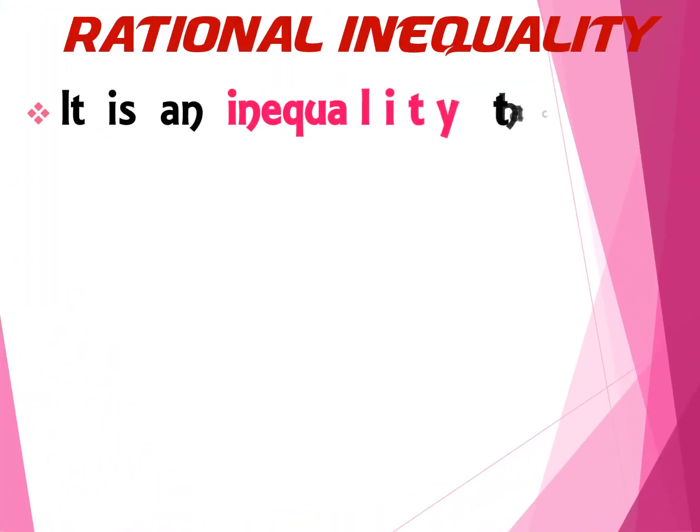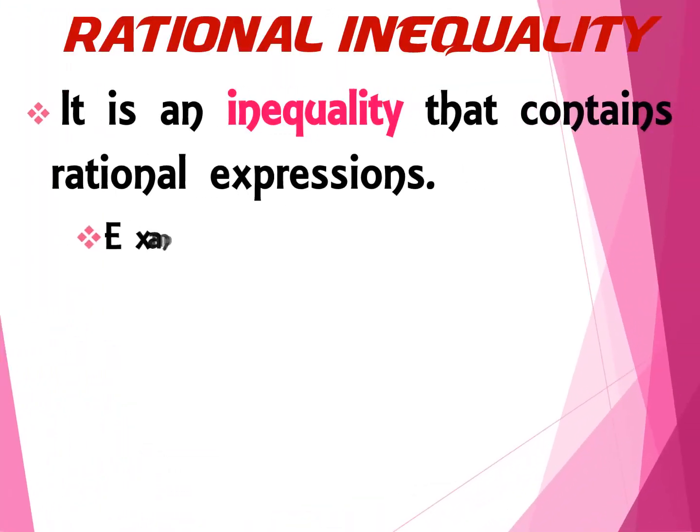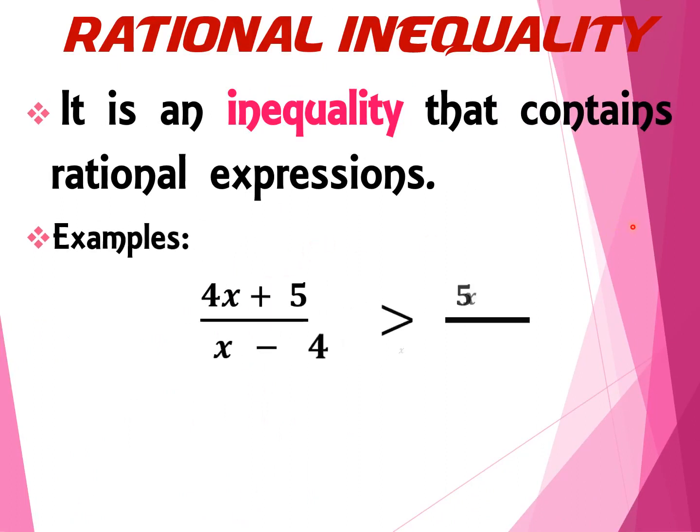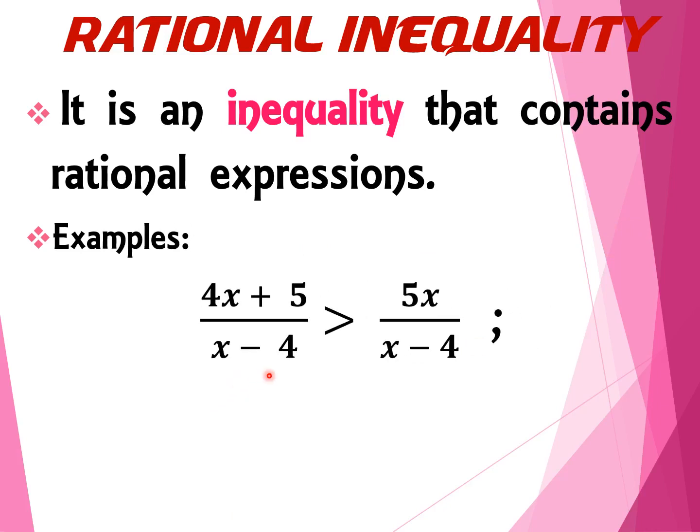Okay, let's have now the rational inequality. It is an inequality that contains a rational expression. For example, we have 4x plus 5 over x minus 4 is greater than 5x over x minus 4. Or we have x minus 3 over 2x minus 4 is not equal to 0. So here we are using the inequality symbols greater than, less than, greater than or equal to, less than or equal to, or the not equal to.